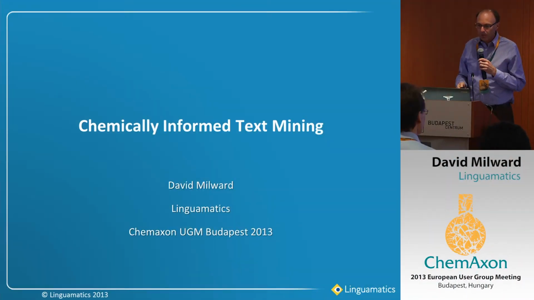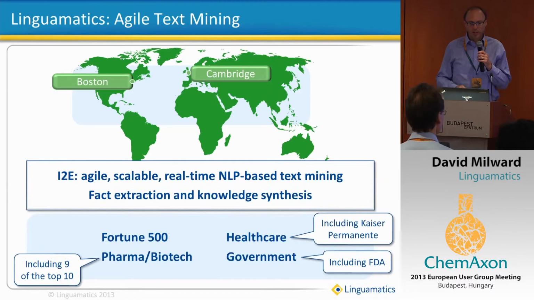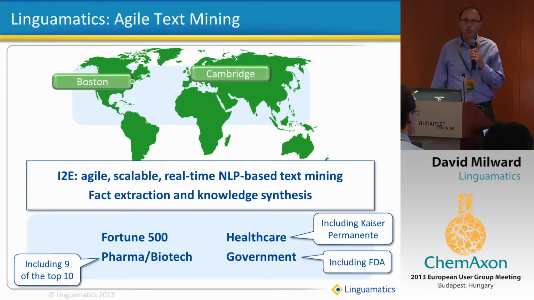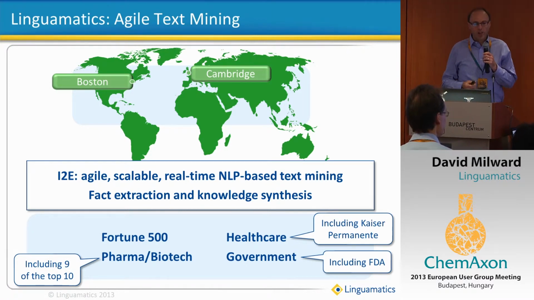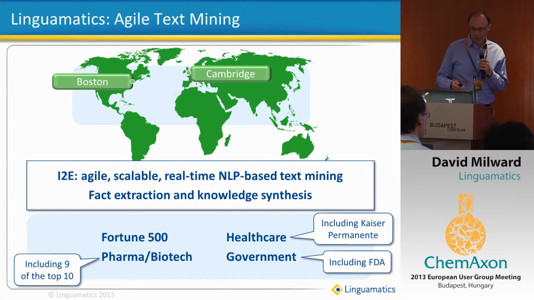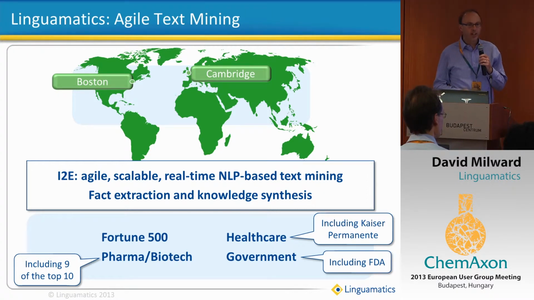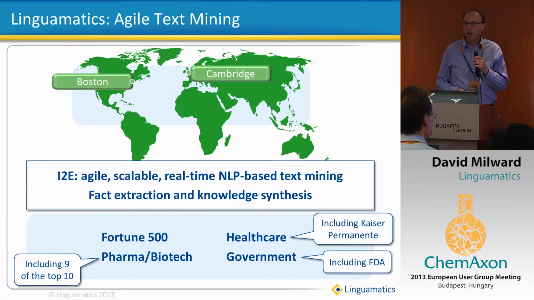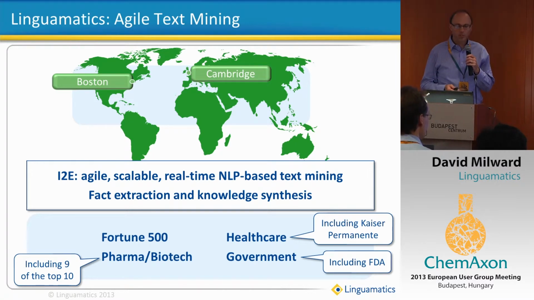Good morning. So I'm going to talk about chemically informed text mining. Just a quick introduction to Linguamatics. Linguamatics provides the I2E software platform, which is a scalable, real-time platform based on natural language processing. Our customers are particularly strong in the pharma and biotech sector, but also increasingly in the healthcare sector and in government, including customers such as the FDA.